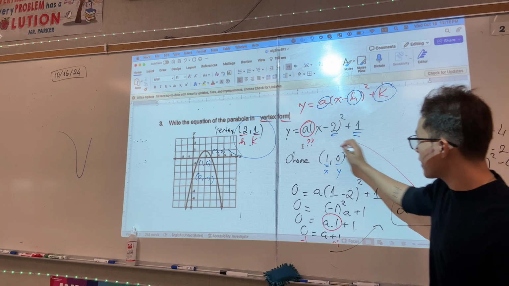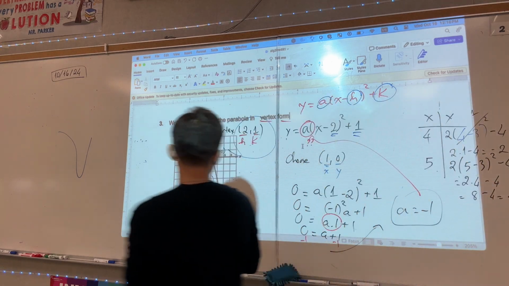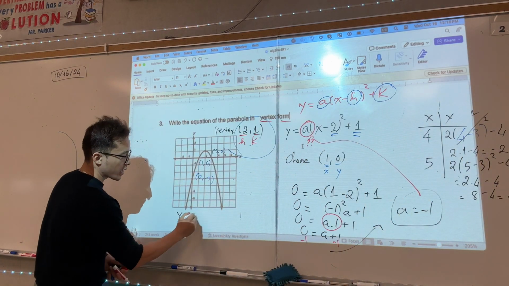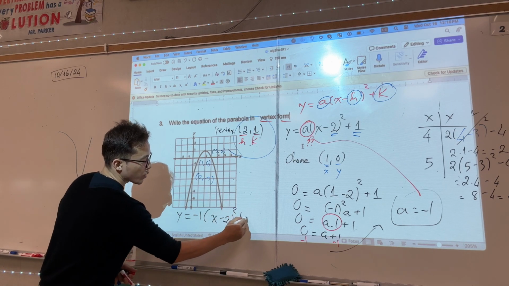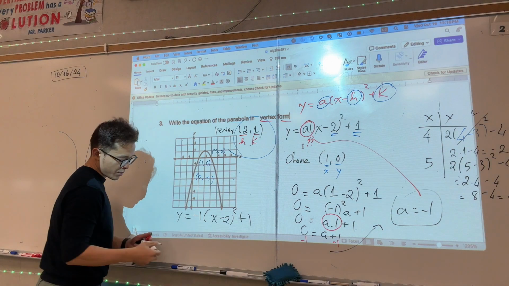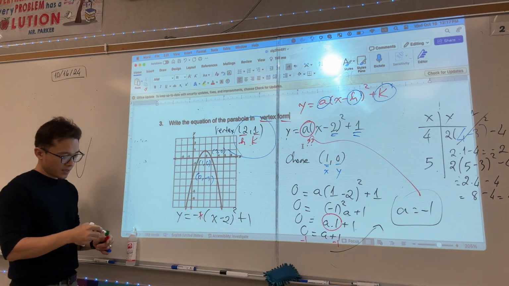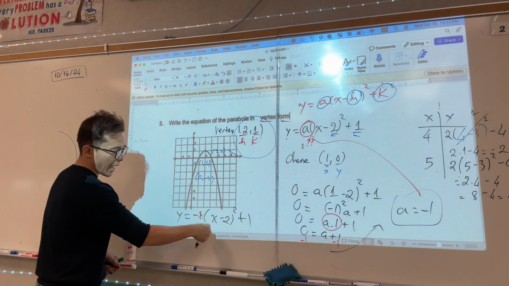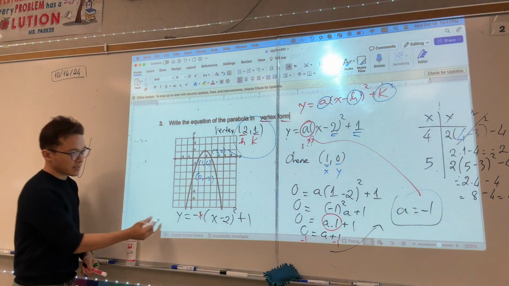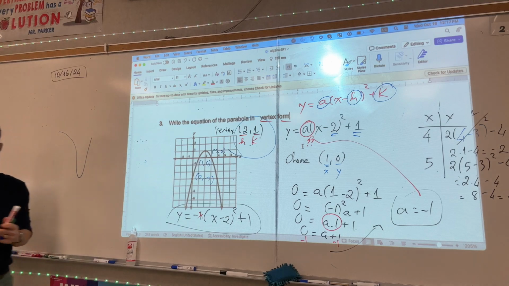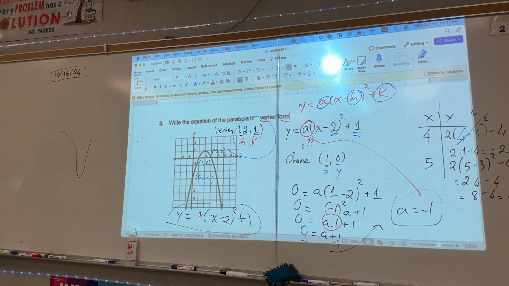Yes, so just plug it in here. That's the final answer. So y equal to -1 (x minus 2) squared plus 1. But normally you don't need to write the 1, so just negative (x minus 2) squared plus 1. If they ask you for vertex form, you can just stop right here. That's question number 3 in the quiz, right? Very similar.